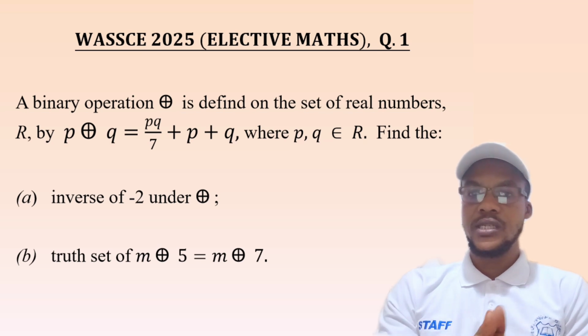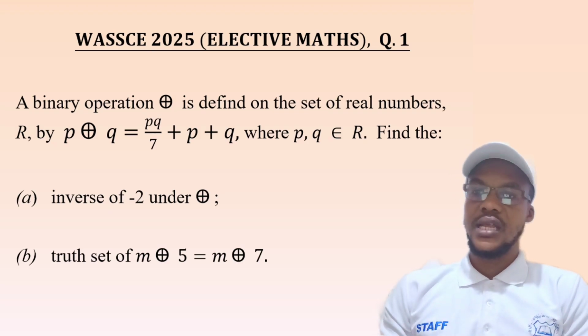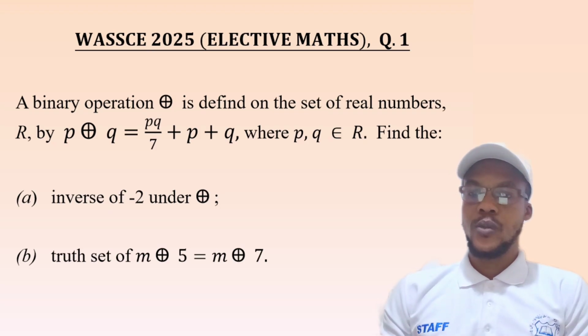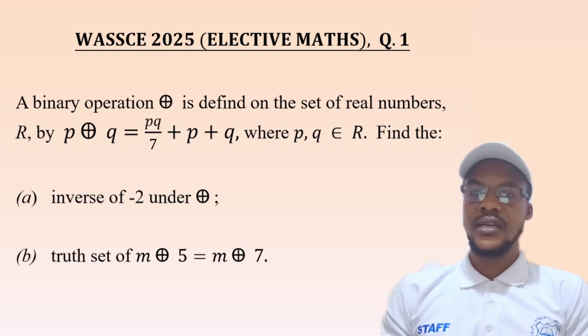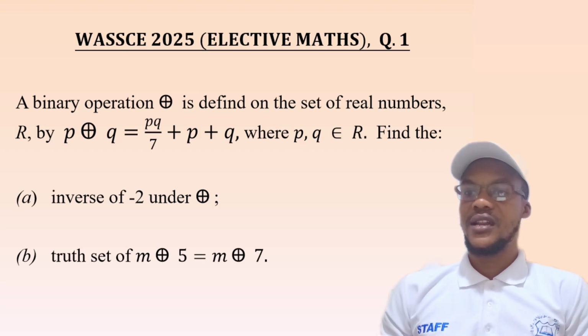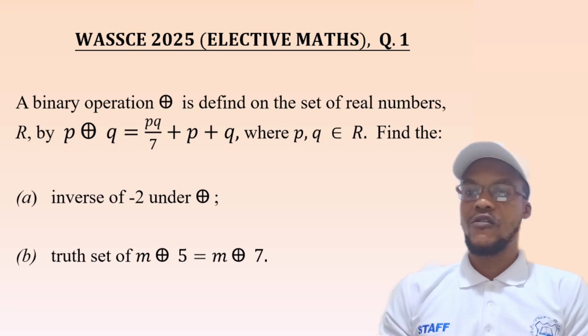So we shall be solving the core maths paper, and we shall also be solving the elective maths paper, taking them one after the other. This time we are going to solve one of the questions of the WASSCE 2025 elective mathematics. This is question one of the Section A part.